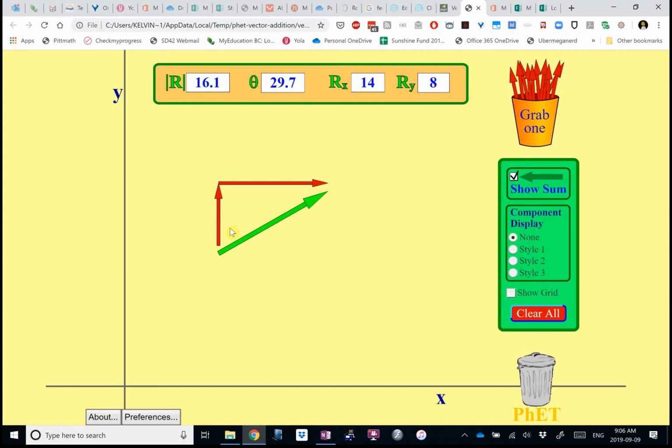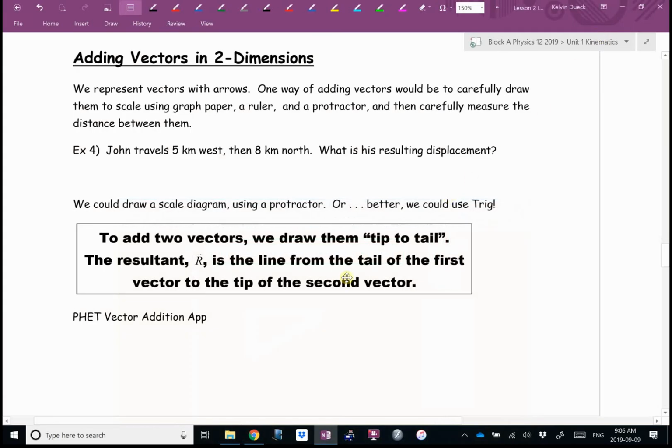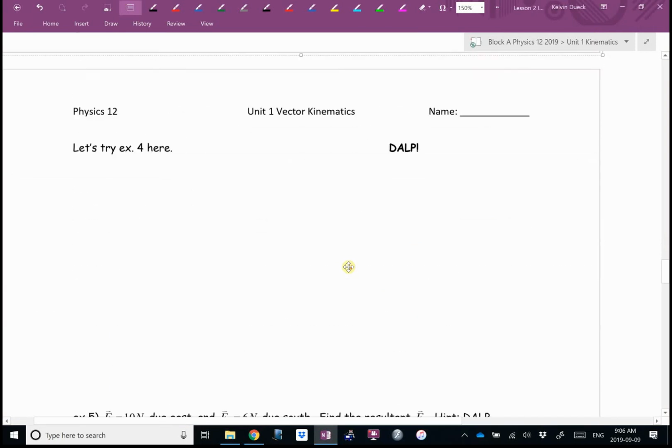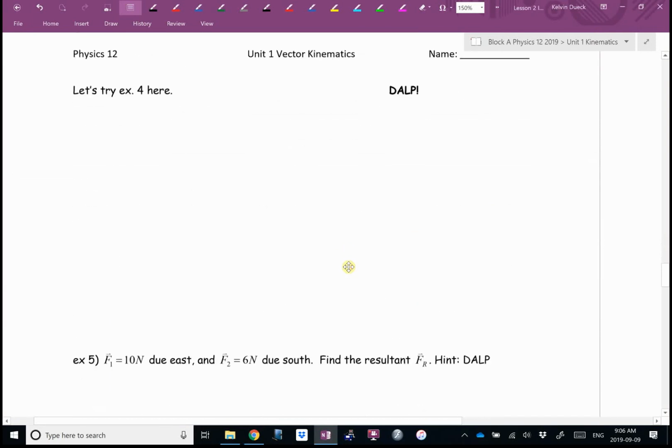So how do we add two vectors together, Paige? Draw them tip to tail. Chris, I feel like adding a couple of vectors together. Any thoughts on how I might want to draw them? Let's do some. So we have John traveling 5 kilometers west and 8 kilometers north. Have you all just turned the page? Draw compass rose.